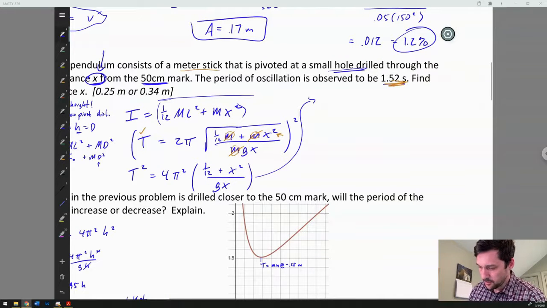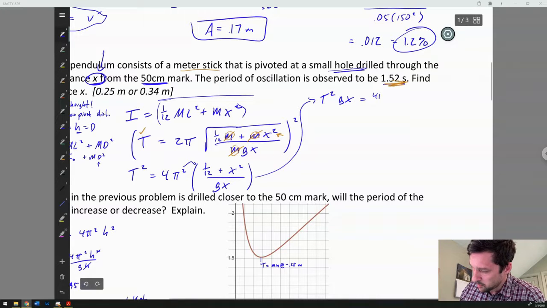Let's take it up here. I'm going to multiply both sides by gx to get that out of the denominator. So I got T squared gx equals, and then I'm going to distribute that 4 pi squared in. So I'm going to separate all of my terms. So I got 4 pi squared over 12 plus 4 pi squared x squared.